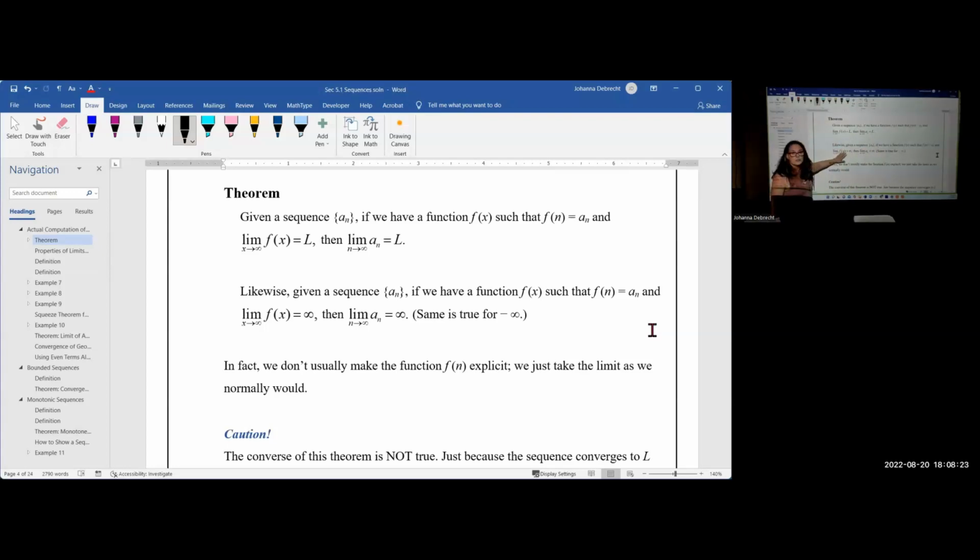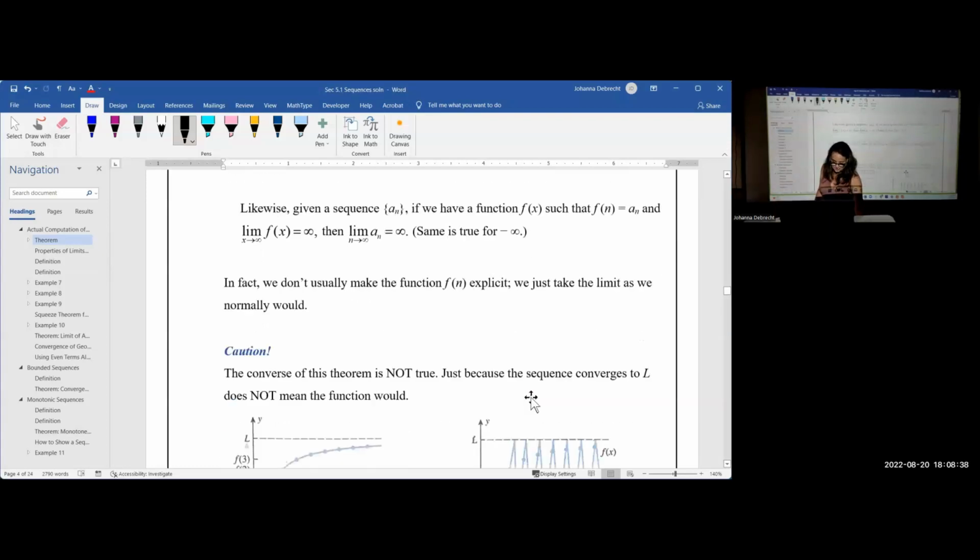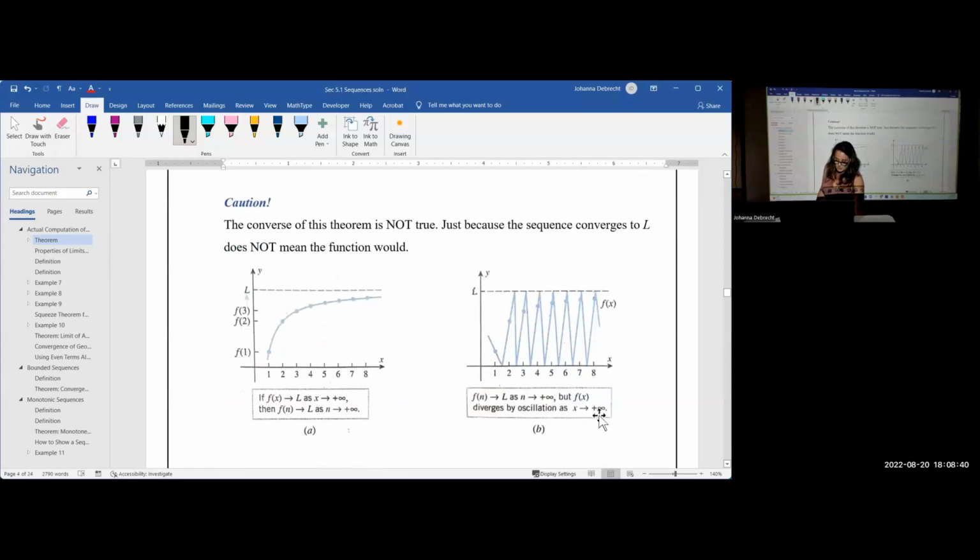Now, the same is also true if it goes to infinity or negative infinity. If the function goes to infinity, then the sequence goes to infinity. If the function goes to negative infinity, the sequence goes to negative infinity. Let's take a look at this. Here's an example of what I said about the converse, switching the order. Just because the sequence approaches something doesn't mean the function does.